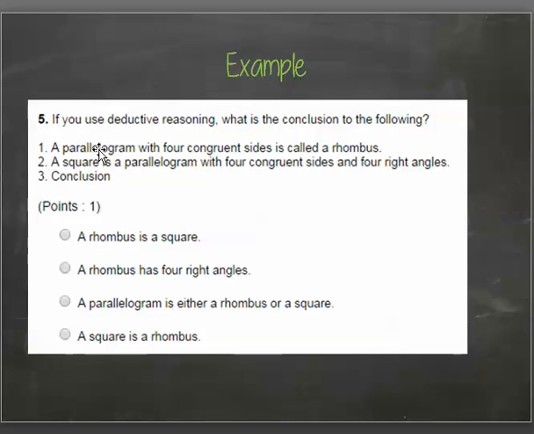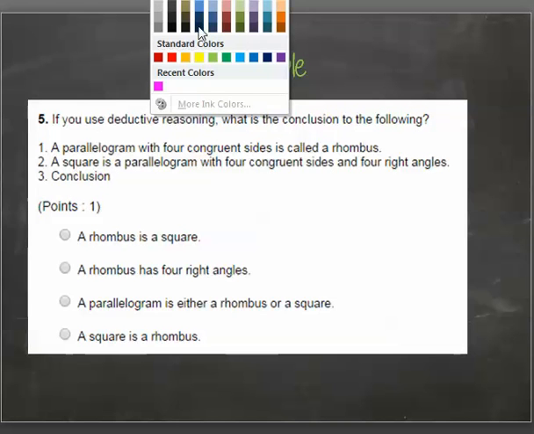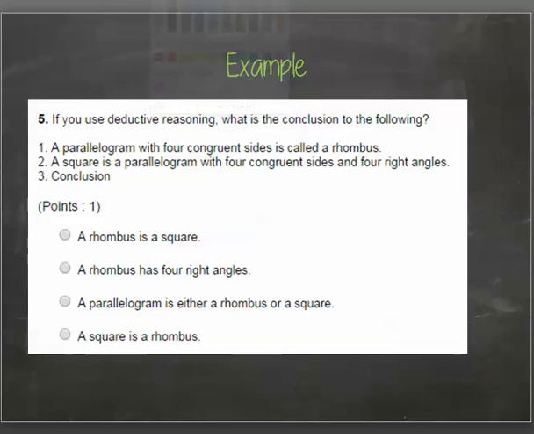And lastly, if you use deductive reasoning, what is the conclusion to the following? A parallelogram with 4 congruent sides is called a rhombus. A square is a parallelogram with 4 congruent sides and 4 right angles. What is the conclusion? The conclusion would be that a square can also be called a rhombus. A rhombus can't be a square because it doesn't have 90-degree angles. A rhombus does not have the right angles, so it can't be there. And saying a parallelogram is either a rhombus or a square is not too exact. So our answer is a square is a rhombus.